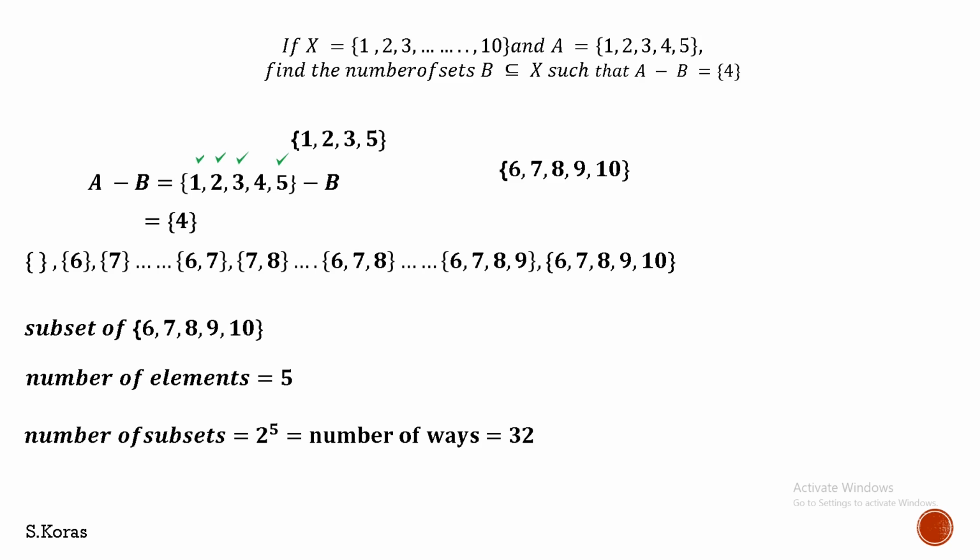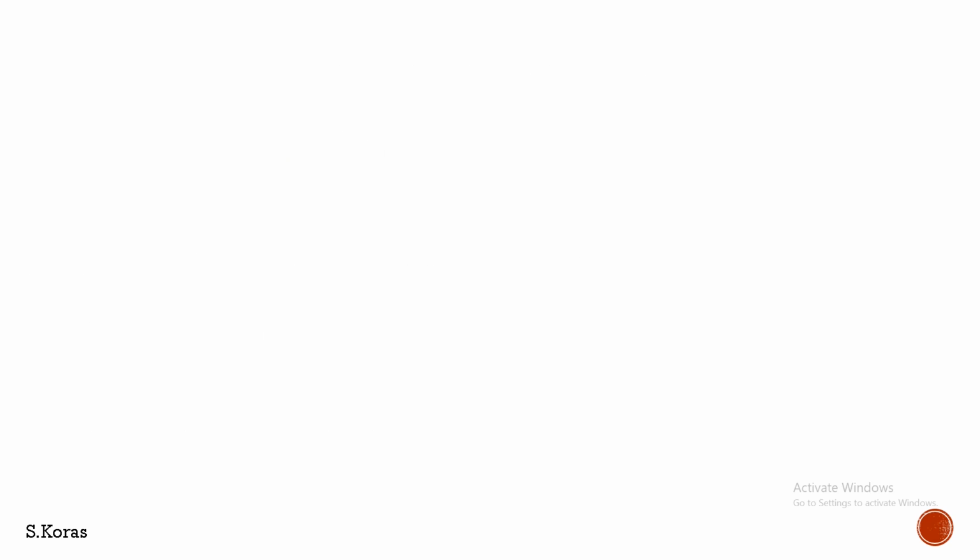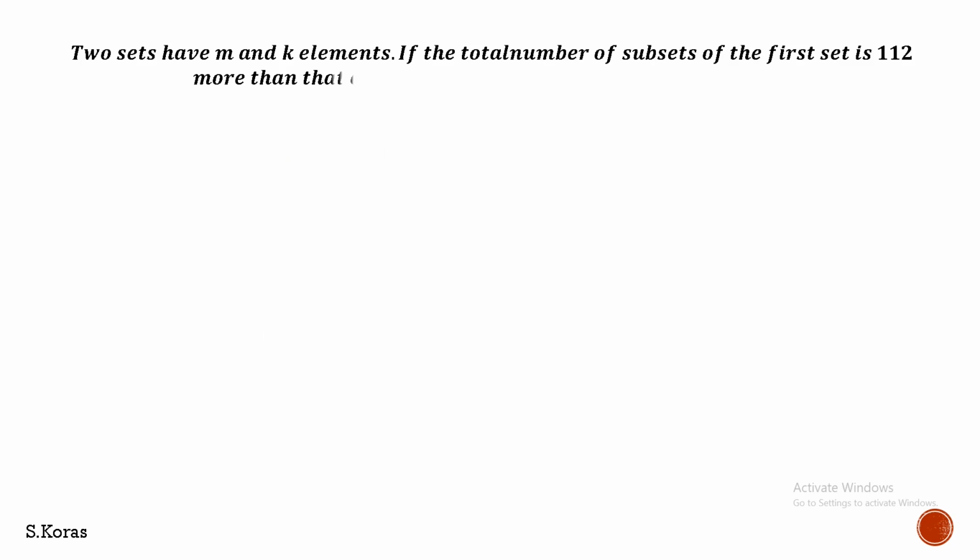That's good. So this is a very simple sum, but anyhow, think once more and confirm in your mind. Right, now let's go to the next sum. It says there are 2 sets. The first set has m elements and the second set has k elements. After that, they are stating the total number of subsets of the first set is 112 more than that of the second set. So the first set has more subsets, the second set has fewer subsets.